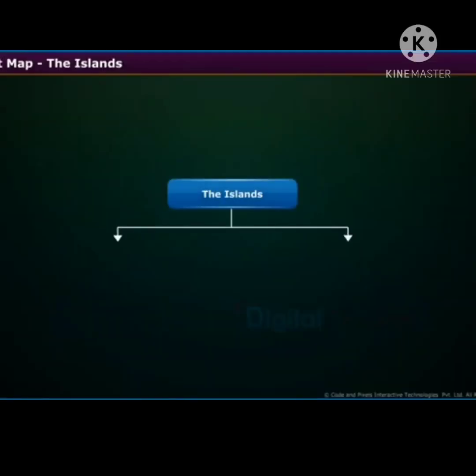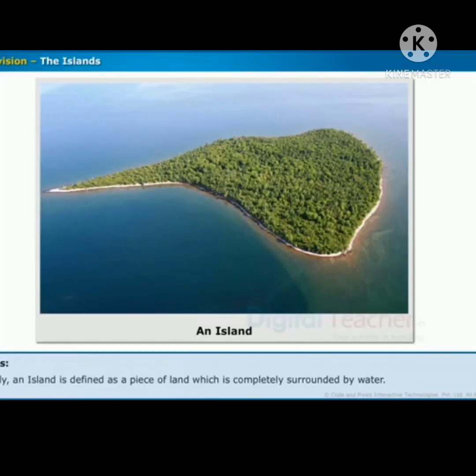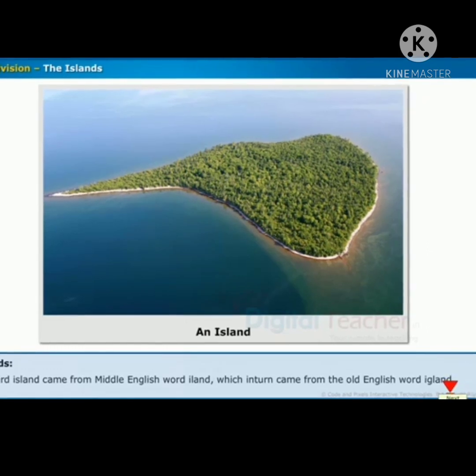Now let us look at the concept map of islands. The islands: Andaman and Nicobar Islands, Lakshadweep Islands. Generally, an island is defined as a piece of land which is completely surrounded by water. The word island came from the Middle English word island, which in turn came from the Old English word eggland.